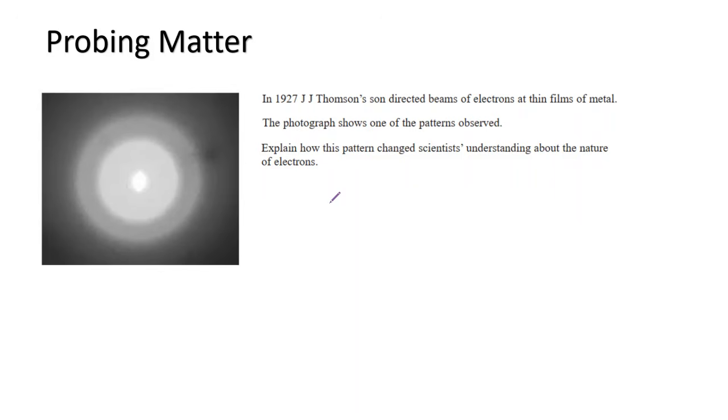So what pattern do you see? It's a diffraction pattern. Point 1. Diffraction is a wave phenomenon. This means electrons have wave-like properties, or electrons can behave like waves.